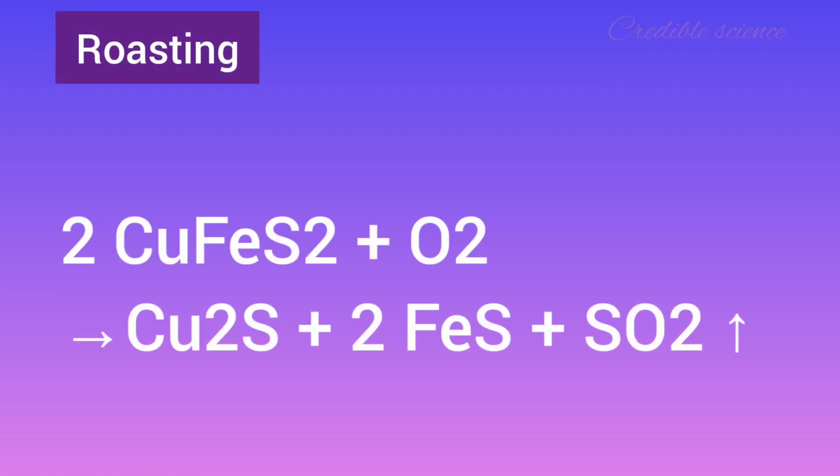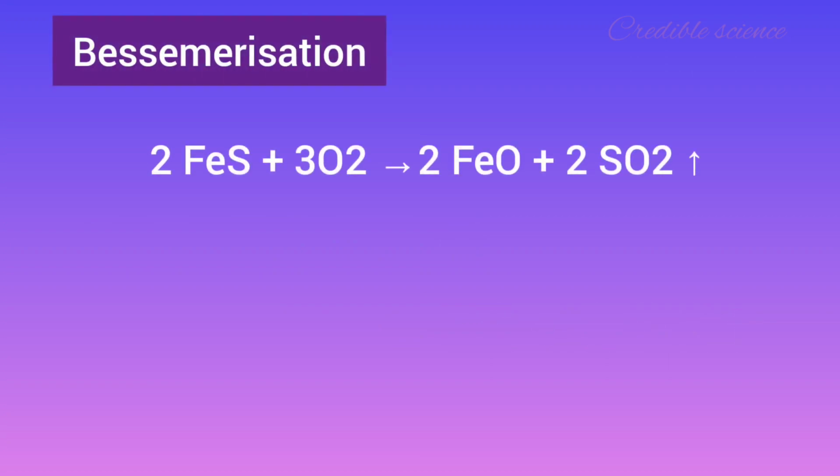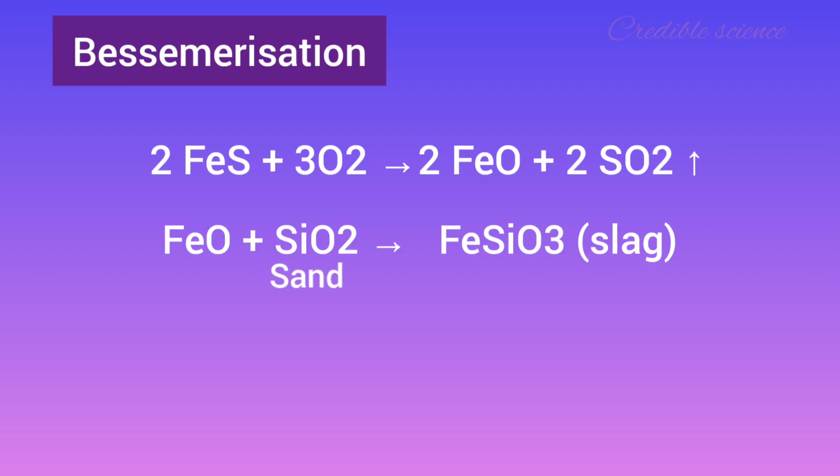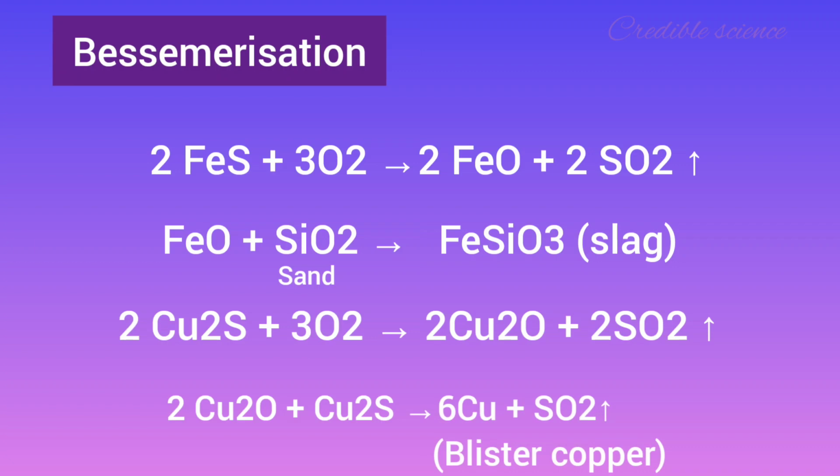Now let us see the reactions in each process. Roasting. Here the ore, copper pyrite, converts into copper sulfide and iron sulfide. Bessemerisation. Here iron sulfide becomes iron silicate, the slag. Then copper sulfide becomes copper oxide, and further it reacts with copper sulfide to form metallic copper known as the blister copper.